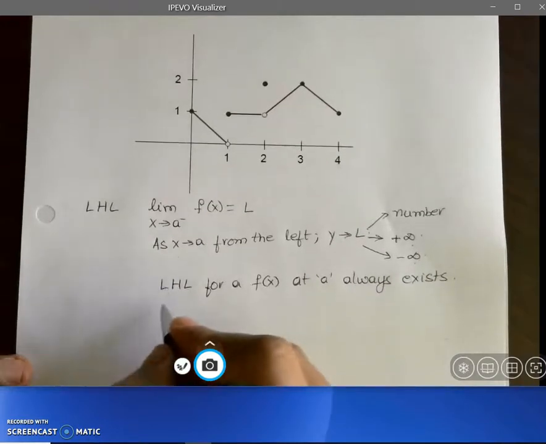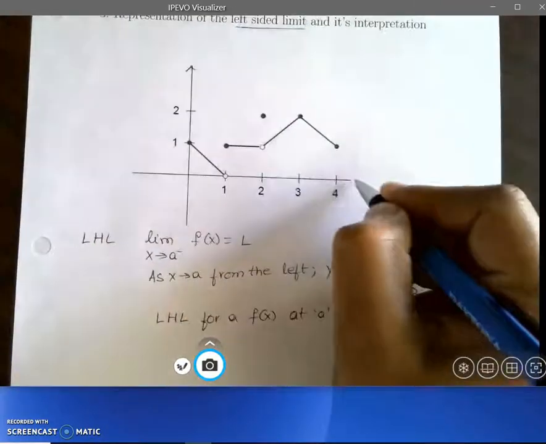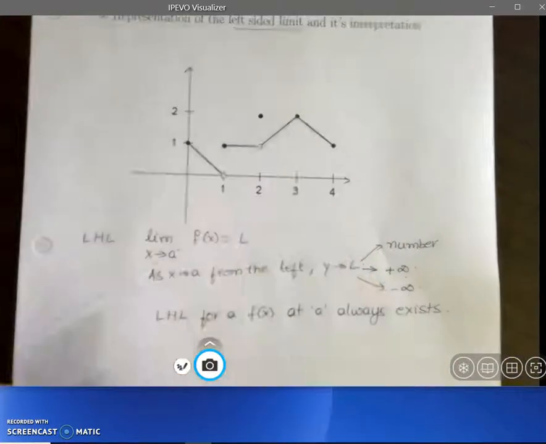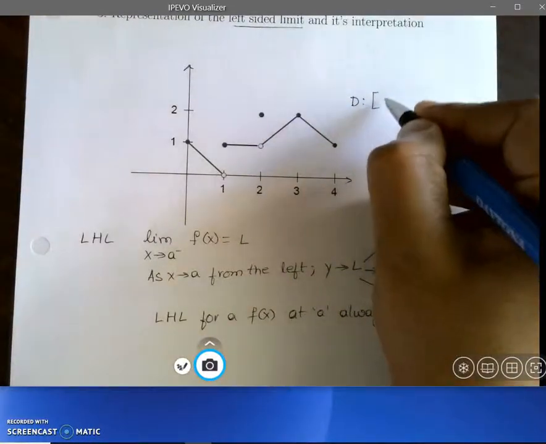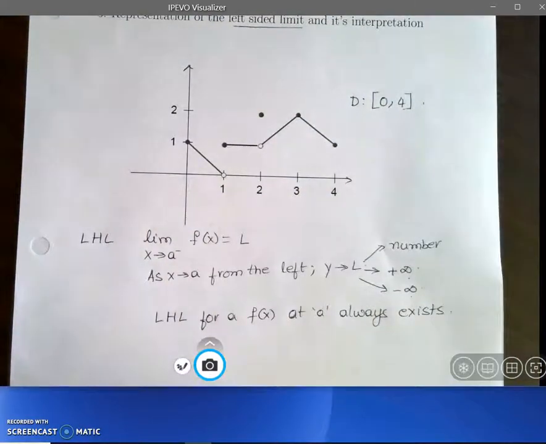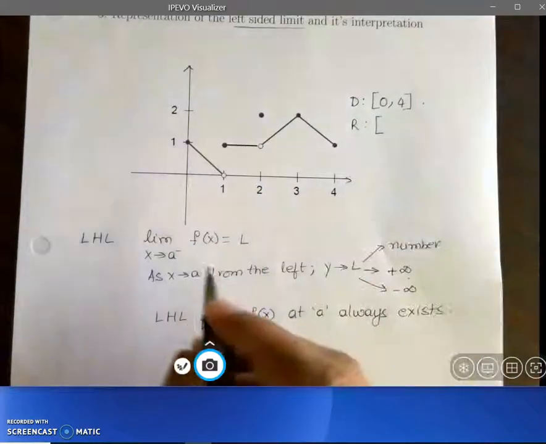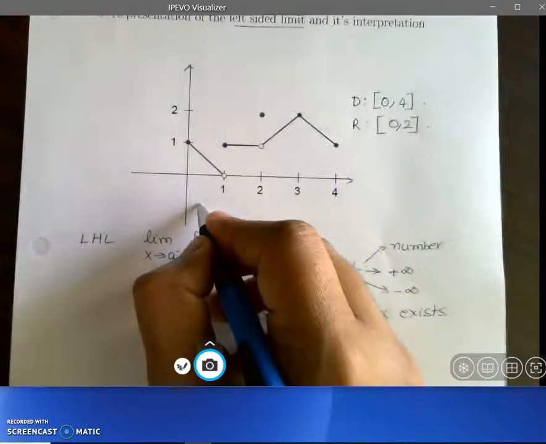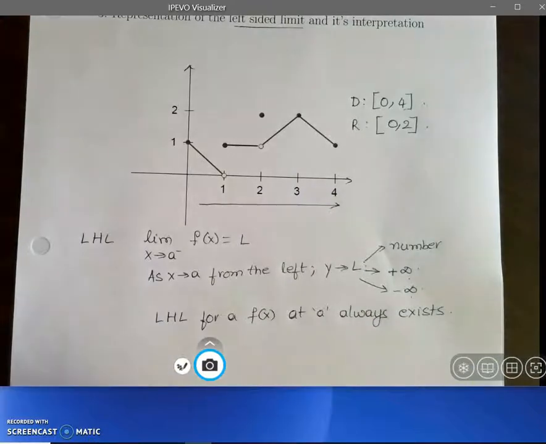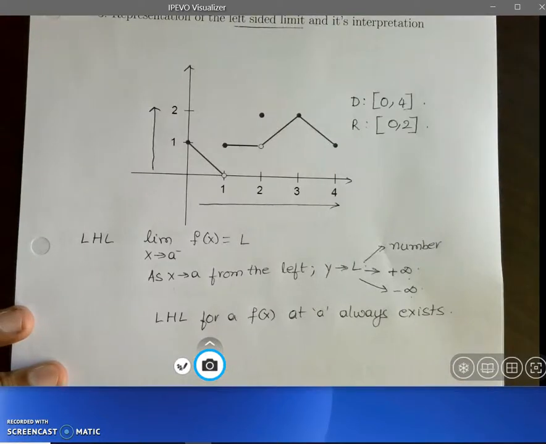Now, in this picture, we have a function. The function is represented by this graph. The domain of this function is 0 to 4. The range of this function is again 0 to 2. The domain is always measured along the x-axis from left to right. The range is always measured along the y-axis from bottom to the top. The endpoints are included, hence we use a closed interval.